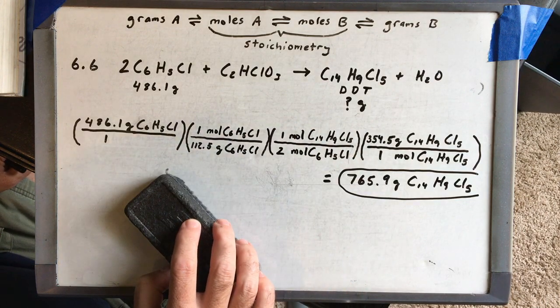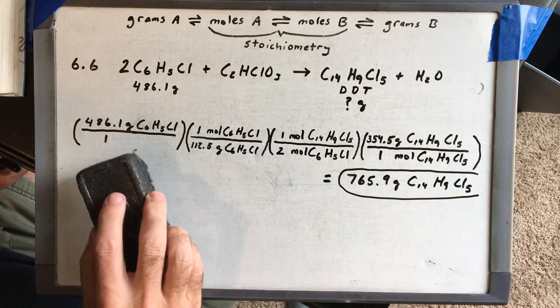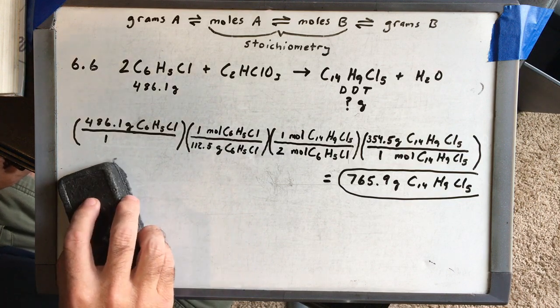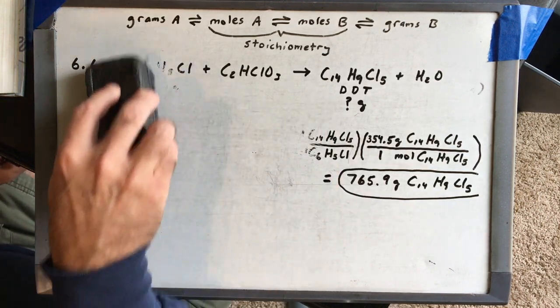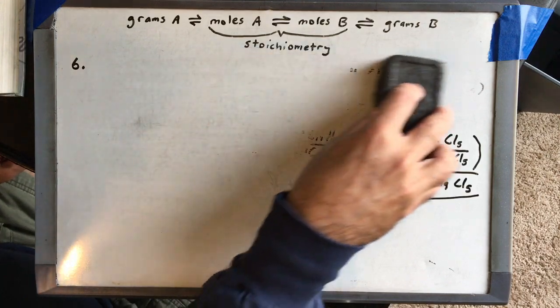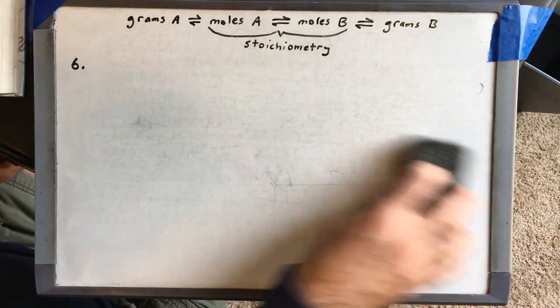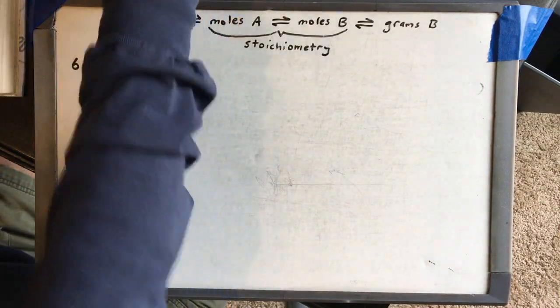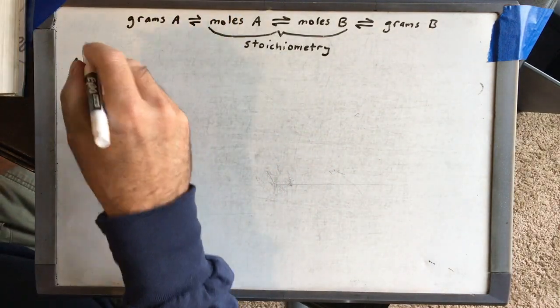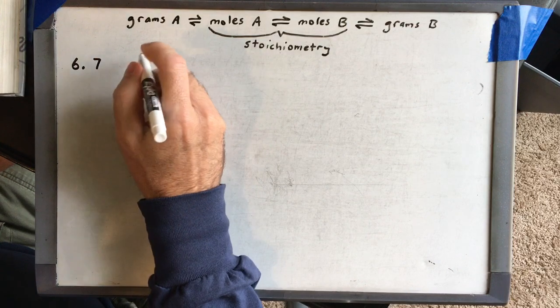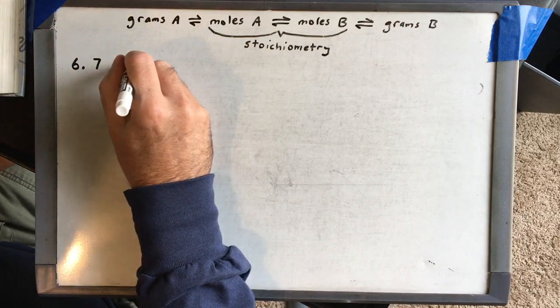All right, but I realize you might have to write a little small to fit this in your notes. Let's go on to 6.7, which is at the top of page 183, just over one page. We've got 2 more of these problems where we're going from grams to grams, and then I'll teach you one last little thing.